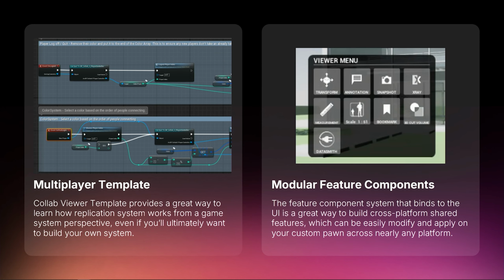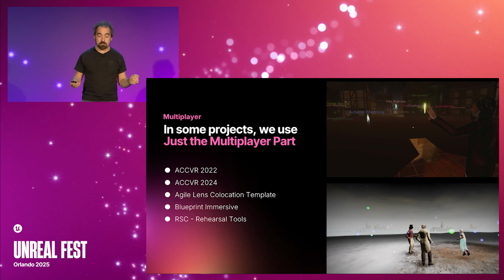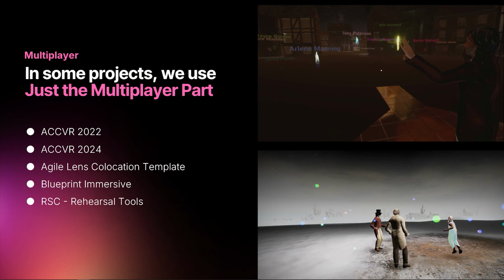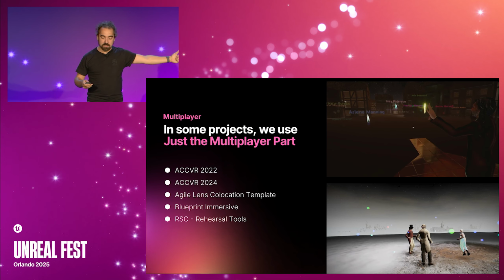We're usually approaching a new project needing one or two or both of those angles. For example, in some projects, we start with just the multiplayer part. We have our Christmas Carol show that's been going since 2021. We started with the Collab viewer template in both the 2022 and 2024 versions. I'll show you a little bit of our co-location template, which is the mixed reality content in the space, but really well set up. I've been giving demos of that to some of you over the past few days. Then Blueprint Immersive, which is our architecture tool, and some of the work we're doing with the Royal Shakespeare Company. So very briefly, I'm going to whiz through these pretty fast.